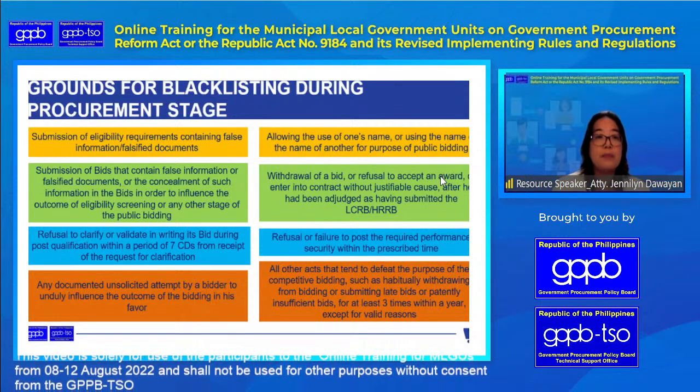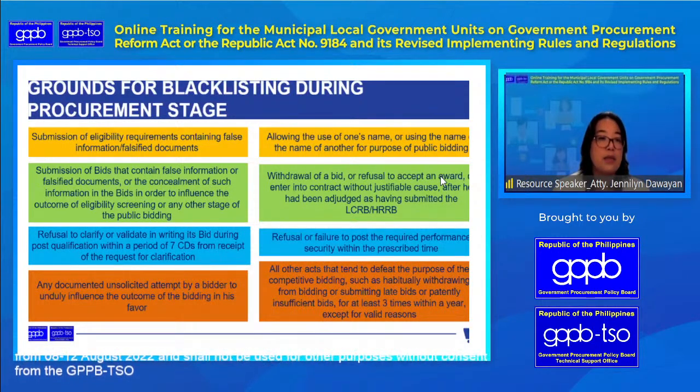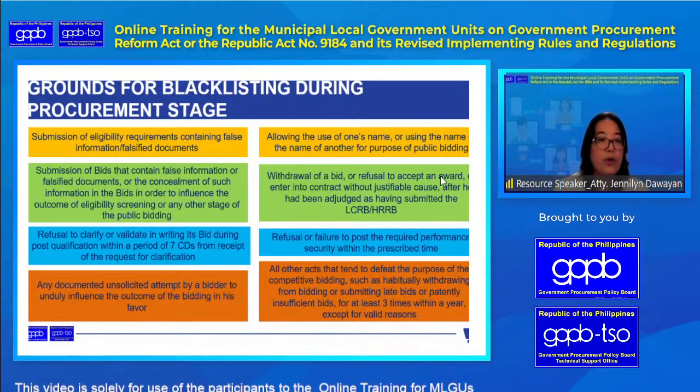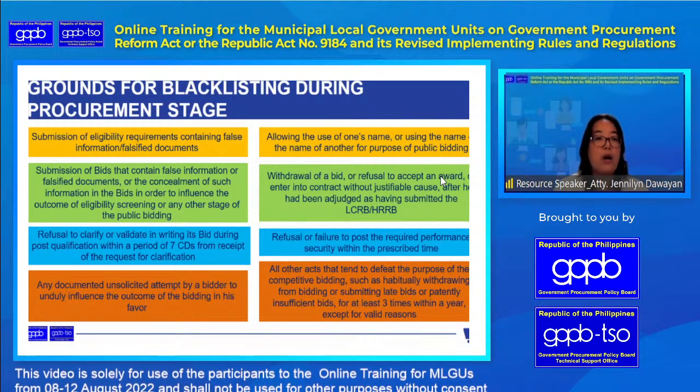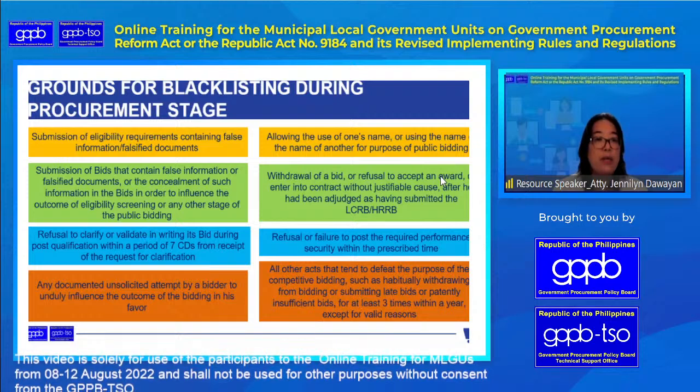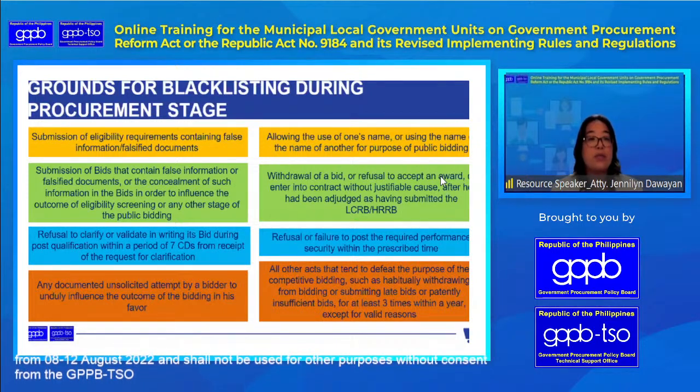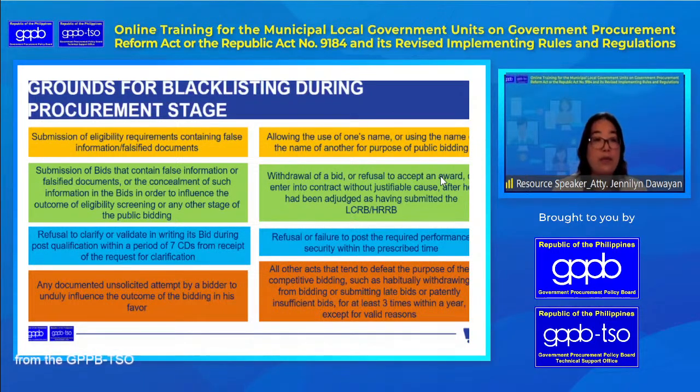joint venture agreements. Okay, the third one is the submission of bids that contain false information or falsified documents. So it's all about falsification or concealment of information in the bids in order to influence yung outcome ng screening or yung mismong public bidding. So other documents. So the first is your eligibility. Maybe the other one is for other technical documents as submitted, or maybe even financial documents.